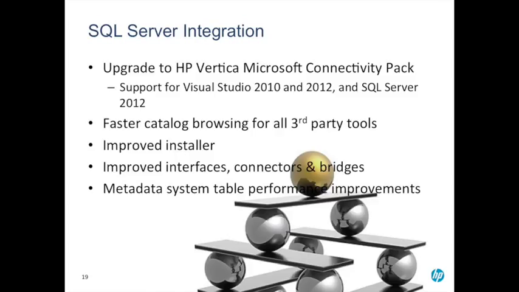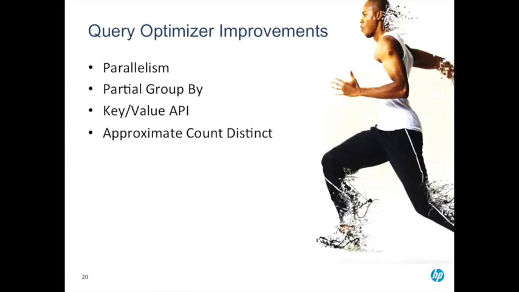Okay, we are now going to talk about what I'm referring to as Query Optimizer improvements. It's not all Query Optimizer, but basically we're going to talk a little bit about parallelism, partial group by, key value API, and approximate count distinct. The goal here is really things that are going to make your queries run faster. That's what we're talking about.